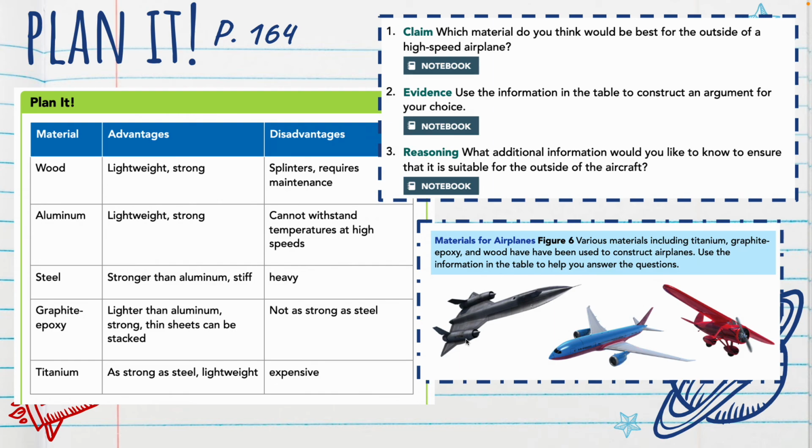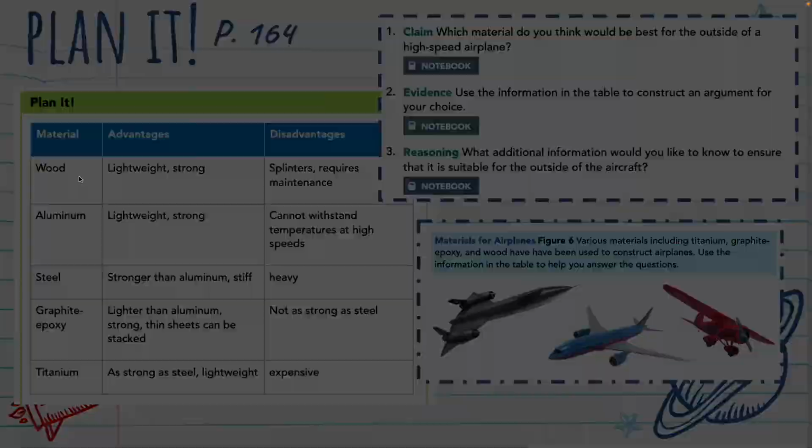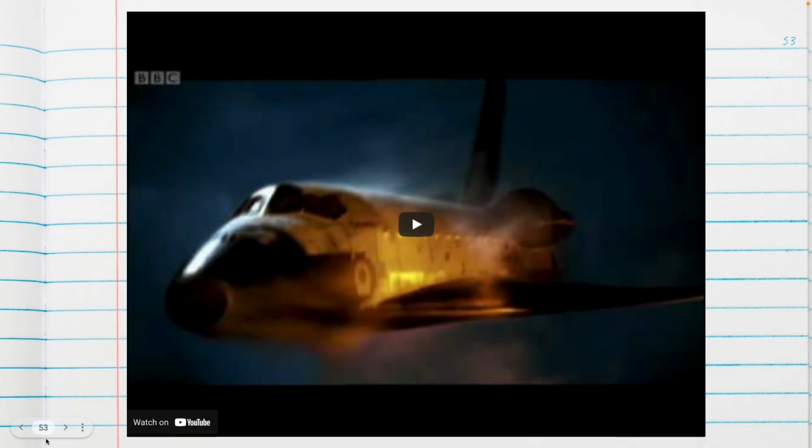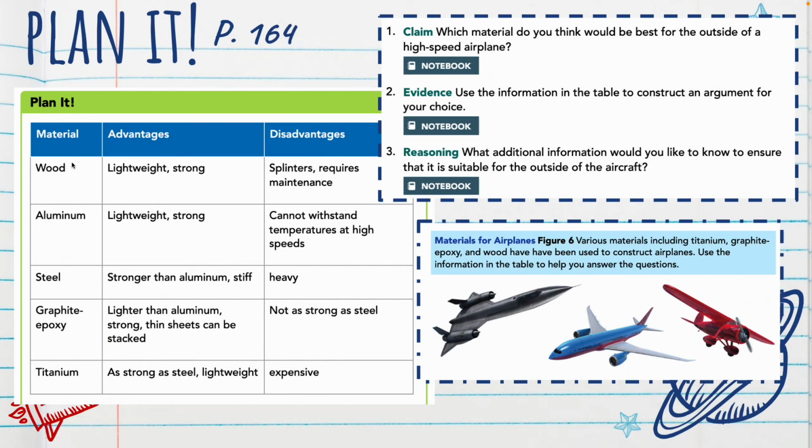All right, on page 164 then, just a few short questions here. We have a table going through different types of materials, showing us some we're familiar with: wood, aluminum, steel. Maybe we're not as familiar with this one, a material called graphite epoxy, and then finally a really cool metal called titanium.